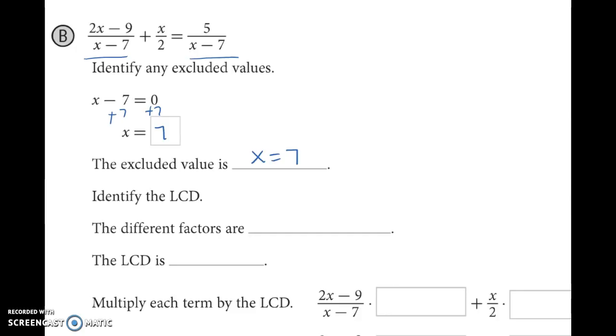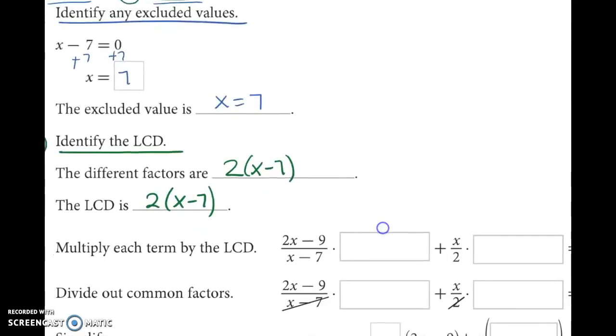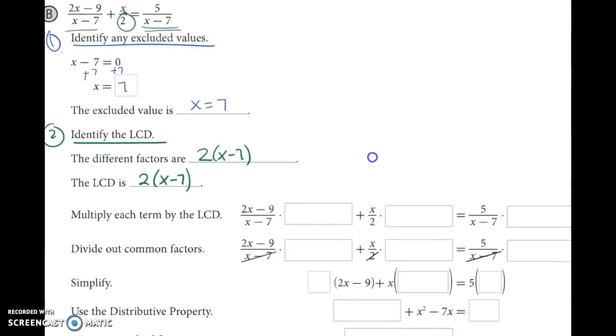Now for our next part, I'm going to go ahead and underline that so we know that that was step 1. Step 2 here was identify the LCD. And so our different factors of our denominators, we have x minus 7, we have a 2, and then we already have an x minus 7, so we don't have to repeat that. So our LCD is 2 times x minus 7. And so that is what we're going to multiply each term by.